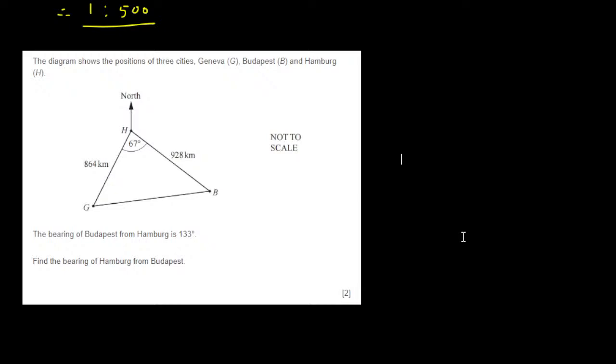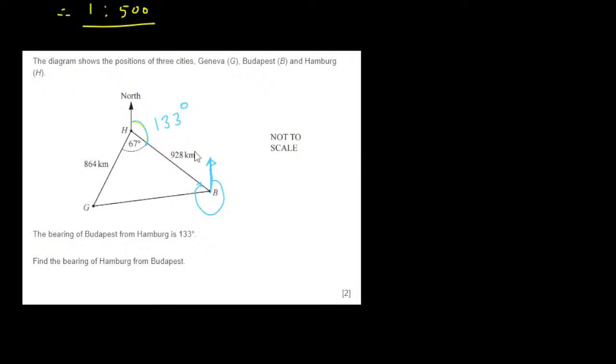The diagram shows the position. Okay. The bearing of Budapest from Hamburg. This bearing is given. Okay, I'll use some other color. This bearing is given 133 degree. Find the bearing of Hamburg. We have to find bearing of Hamburg from Budapest. So I draw one line like this and I have to find this particular angle.